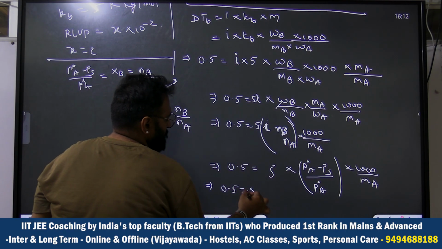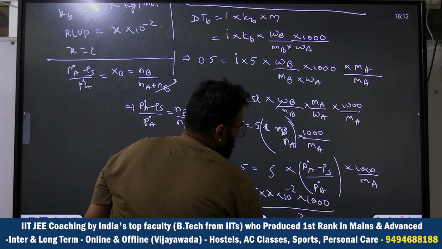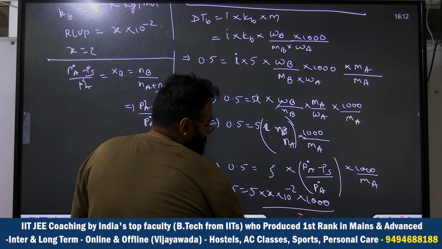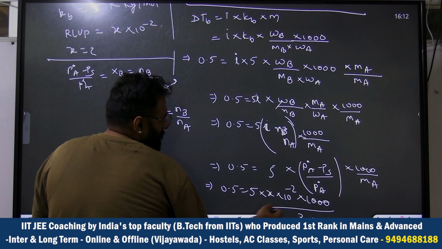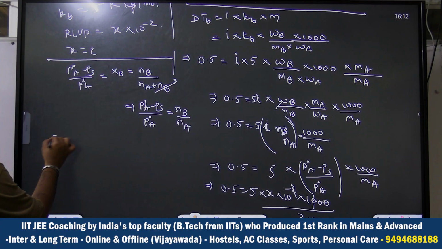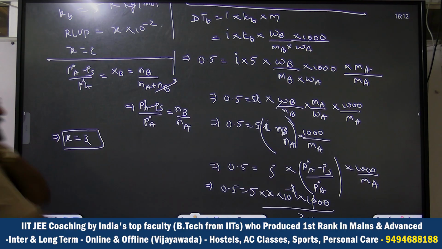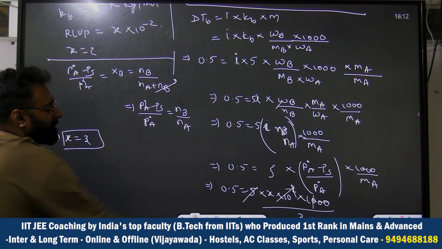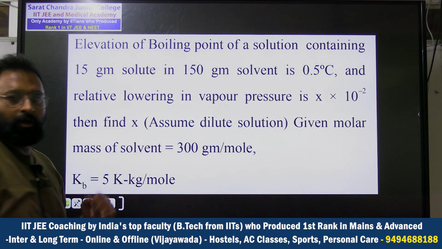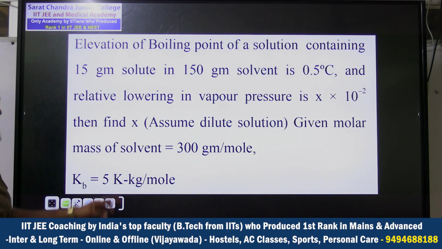So 0.5 is equal to 5 into X into 10 to the power minus 2 into 1000 divided by MA, which is 300. So now cancel this. Double zero with double zero cancelled, and single zero with single zero cancelled. So X will be how much? 3.5 with 0.5 cancels, so X will be 3. So the correct answer for this will be 3 into 10 to the power minus 2.